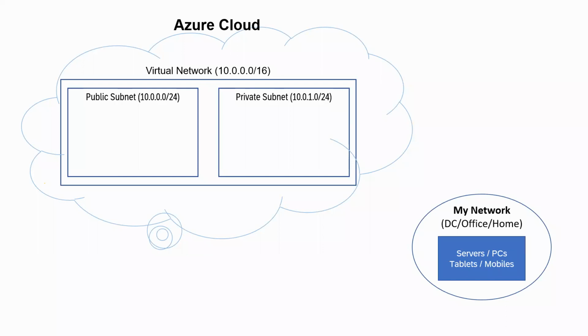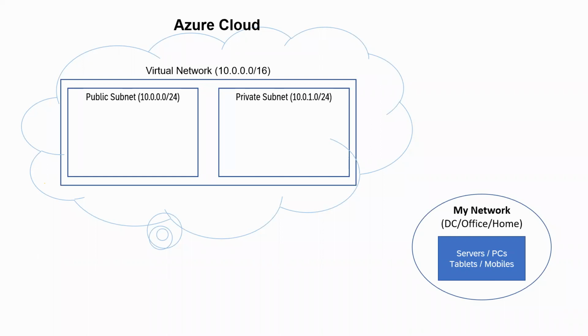Now, why are we having two subnets in your virtual network? As the name suggests, the public subnet means the VMs located under the public subnet are open to internet communication. These are accessible from the internet. These are open to the internet. These are the public subnet.